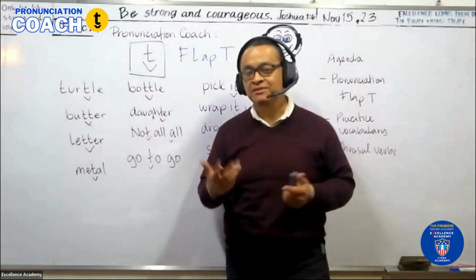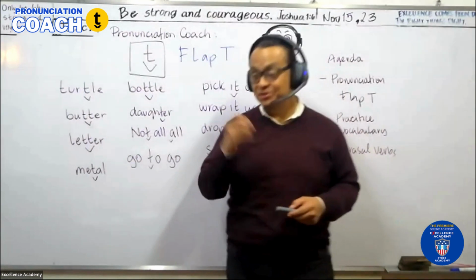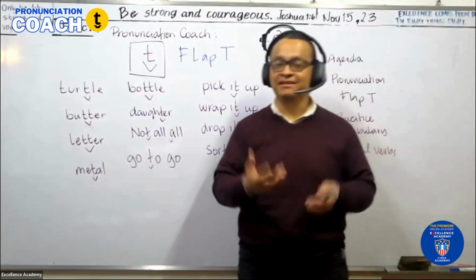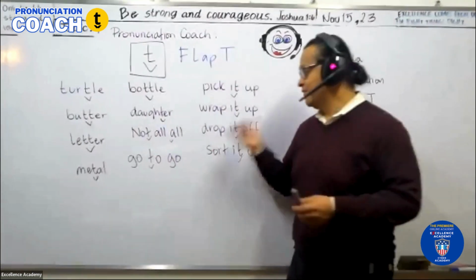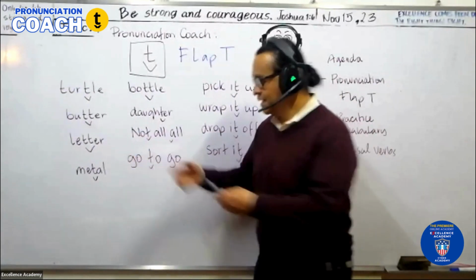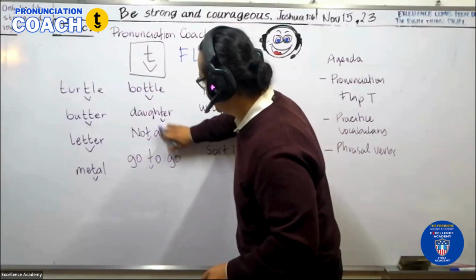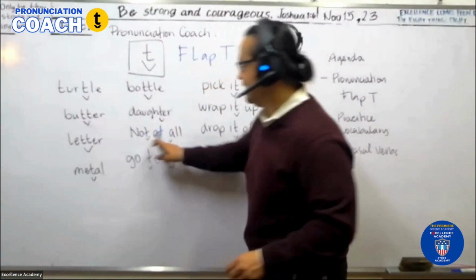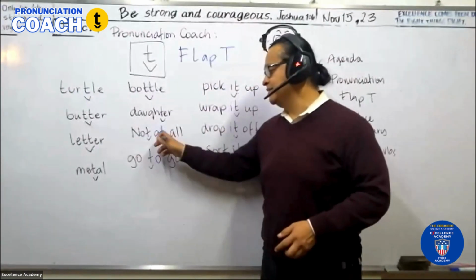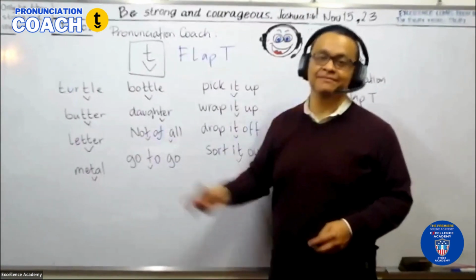Another reason why you want to learn the flap T is because you want to be more fluent. Did you know that with the flap T, you can connect words in a sentence and your sentences are going to be more fluent, right? So for instance, take a look at this phrase, not at all. When you're trying to acknowledge somebody, like not at all. Here we're going to connect it with the flap T by saying not at all. Ra, ra, ra, not at all.